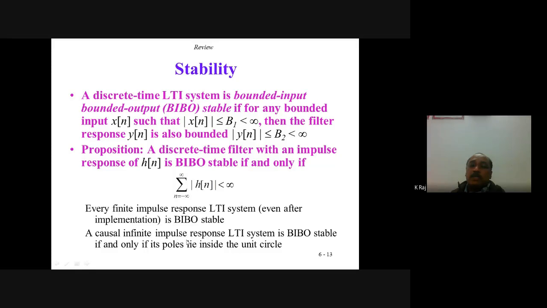A causal finite impulse response LTI system is stable if and only if its poles lie inside the unit circle. If this is the condition, that is, if it is absolutely summable, its summation is less than infinity, that is, it is a finite value, then the system is said to be stable. But what is the condition when this condition will exist? If the poles are lying inside the unit circle, only then these conditions will be fulfilled here.